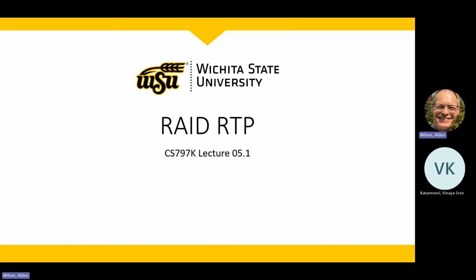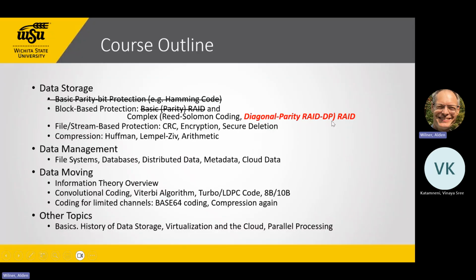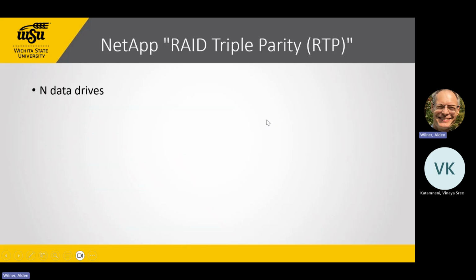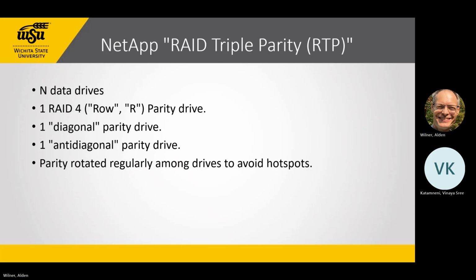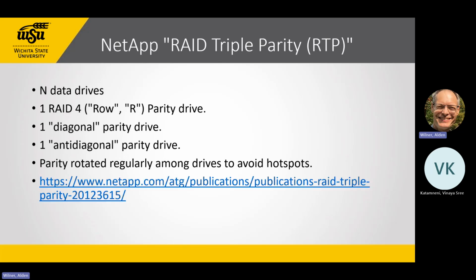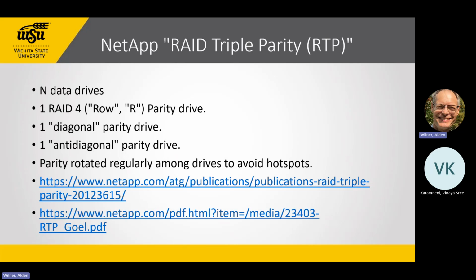RAID RTP. RAID RTP is diagonal parity, like RAID RDP. So we're still in the same thing. RAID triple parity has N data drives, one RAID 4 parity drive, one diagonal parity drive, and one anti-diagonal parity drive. So you have another drive out here, the anti-diagonal parity. They rotate the parity, but we're going to use a simple algorithm and assume there are fixed drives. They actually have marketing materials you can read if you want to, and an actual scholarly paper where they describe how the algorithm works. You can dig in all you want to and understand it.